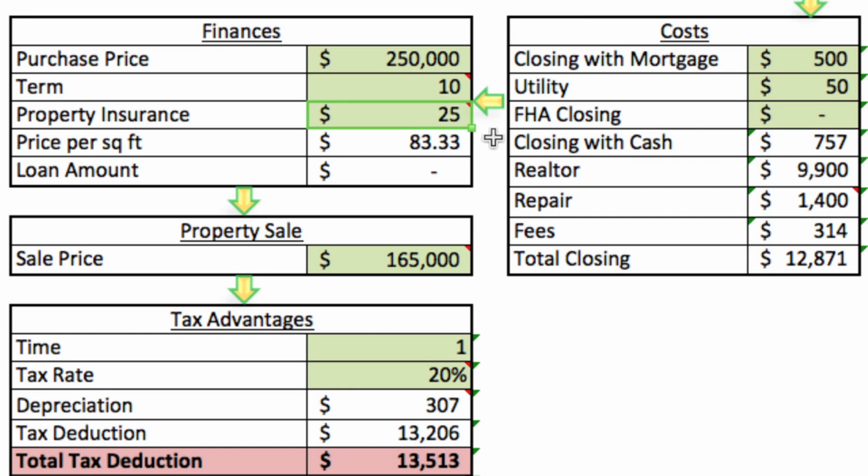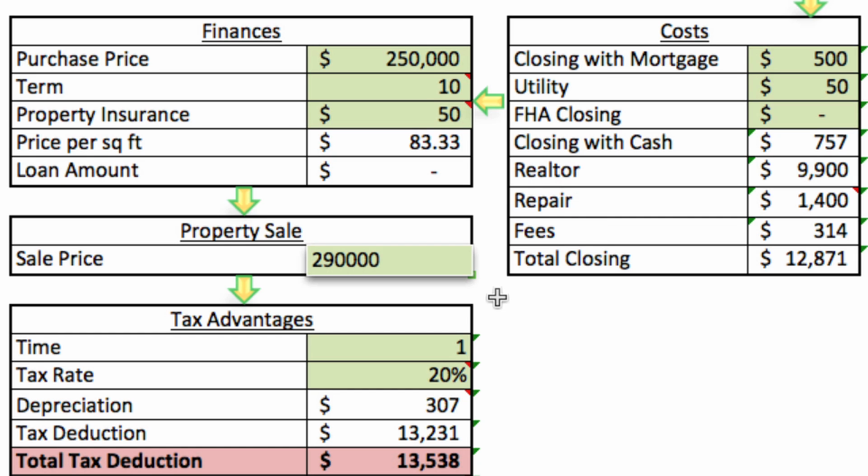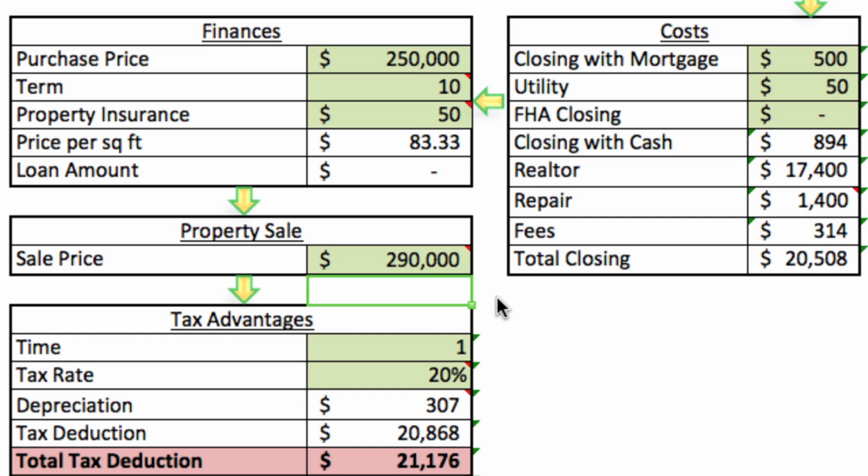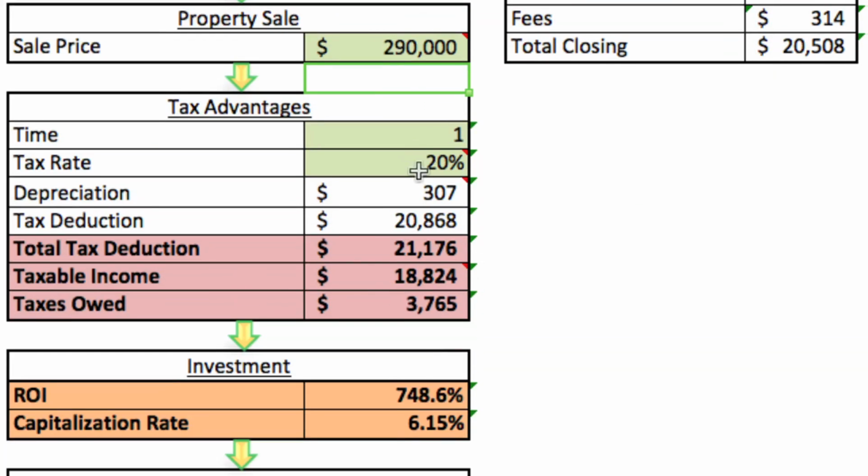Okay, property insurance, let's just say that's $50 a month. And here we have price per square foot, and loan amount you'll see is 0, which is right because we aren't taking out a loan. Okay, now let's look down here at the property sale price. The purchase price, we have assumed that we have purchased it at $250,000. Let's say that we try to turn it around and sell it for $290,000. Now, let's go on to the tax advantages.